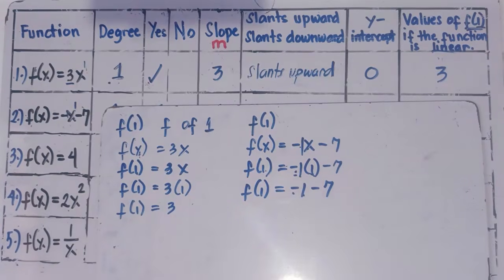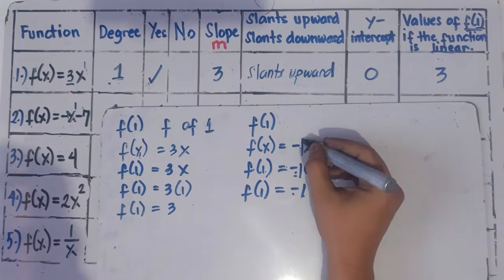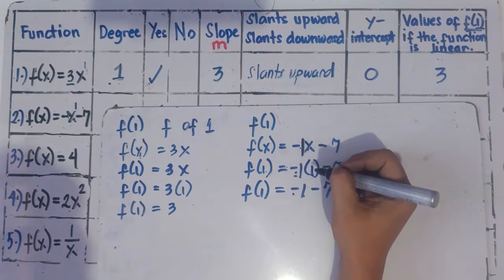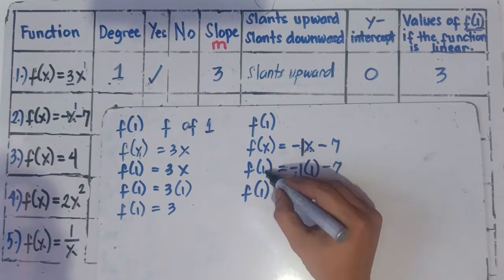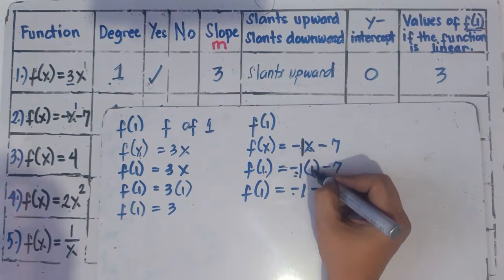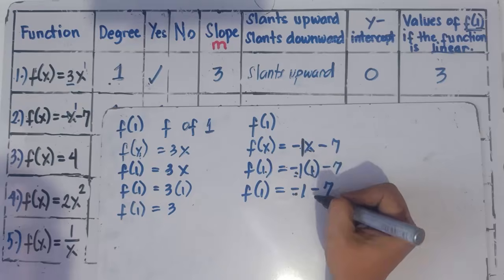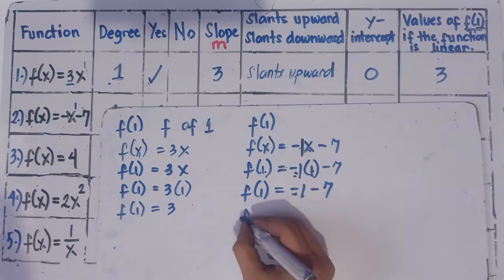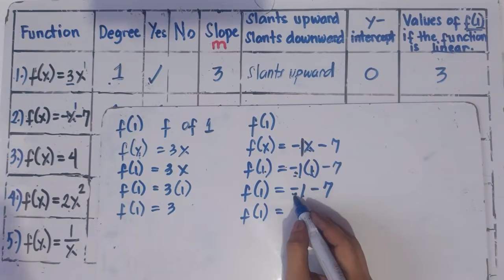Once again, I hope you're not confused, class. We have negative 1 right here, right? We can put negative 1, that's okay. Now, the value of x would be 1. So negative 1 times 1 would be negative 1. Copy minus 7. And then f of 1 is equal to negative 1 minus 7.